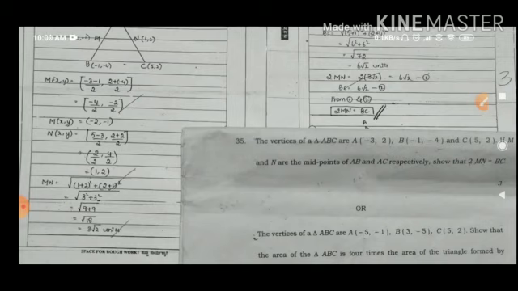Find MN directly using the distance formula. Find BC using the distance formula, and then equate them, 2 times MN and BC. See here, observe this.